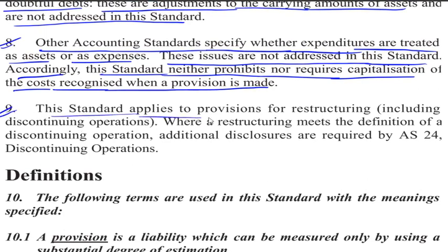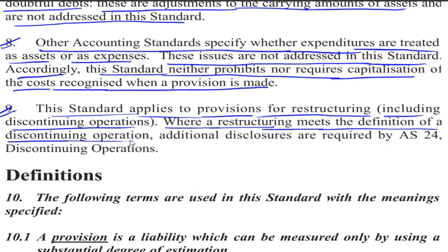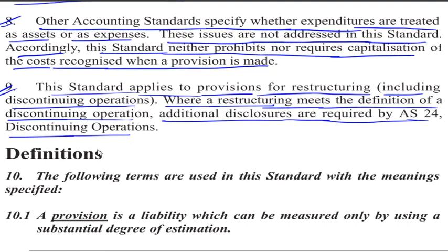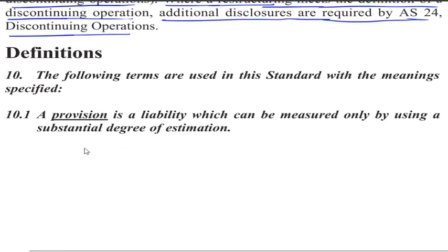This standard applies to provisions for restructuring, including discontinuing operation. Where a restructuring meets the definition of discontinuing operation, additional disclosures are required by Accounting Standard 24, discontinuing operation. Let's see some definitions of this standard.